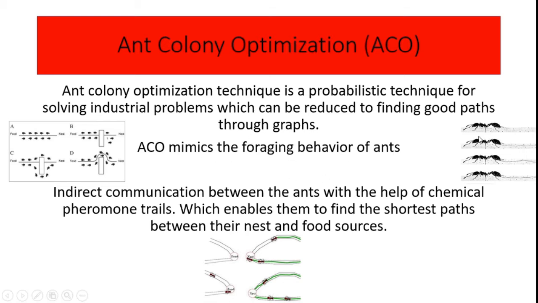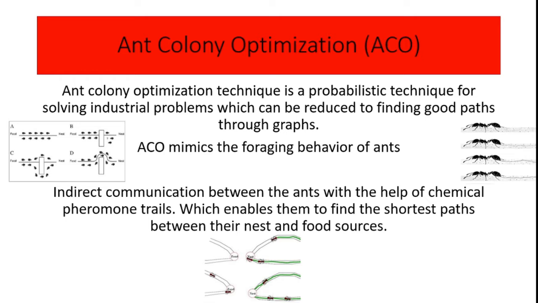According to the sketches, the ant moves along its path and also leaves some chemicals on its pathway. The following ant smells the chemical left by the previous ant. Based on that chemical smell, it follows the path. Likewise, it identifies its food and its nest, which is indirect communication between them.